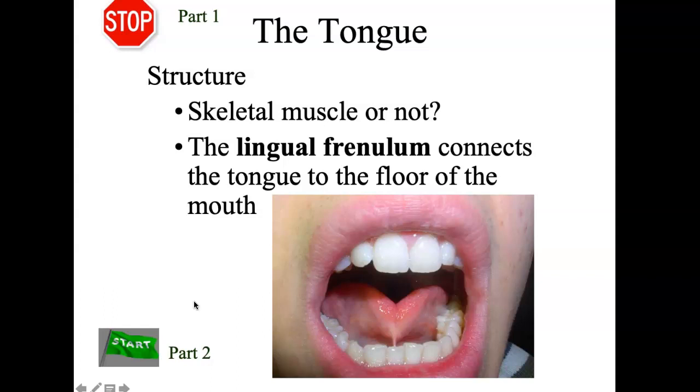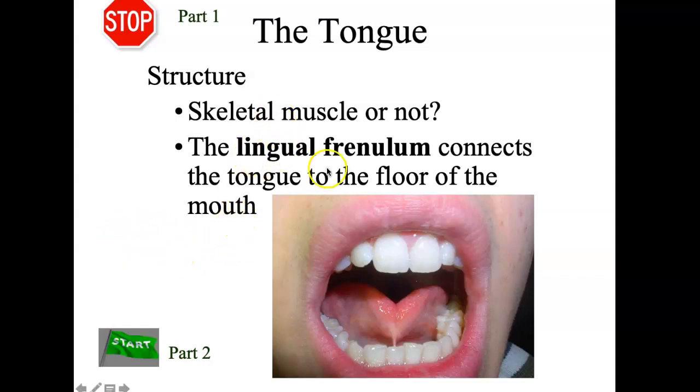So we start out with the tongue in this video, and it's an interesting question that always comes up: the tongue, is it skeletal muscle or not? What do you think? So skeletal muscle usually moves the skeleton. Well, what about here? Is it a skeletal muscle? Yes, because it is voluntary. You can move your tongue in whatever direction you wanted to, so definitely it is skeletal muscle.